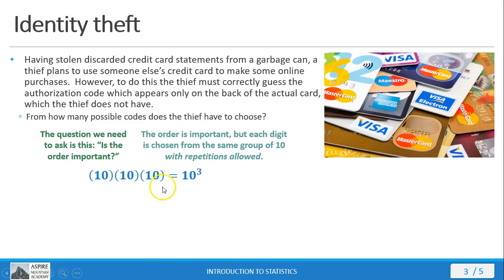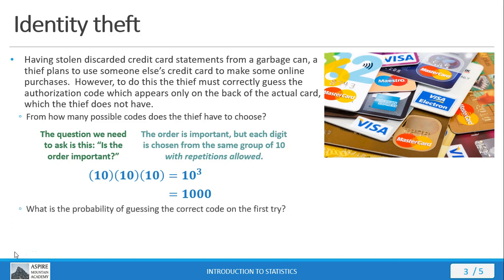So the total number that we have here is 10 to the third, which is the same as 1,000. So there are 1,000 different codes that you can choose from. And there's only one correct guess, so the probability of guessing the correct code on the first try, come on, you got this. What is it? I hope you just said 1 over 1,000. That's what it is. So that's 1/10 of 1% chance of getting that code correct on the first try.